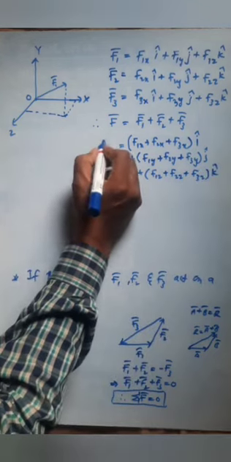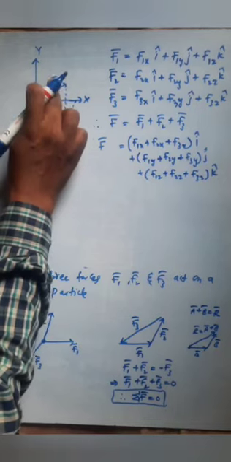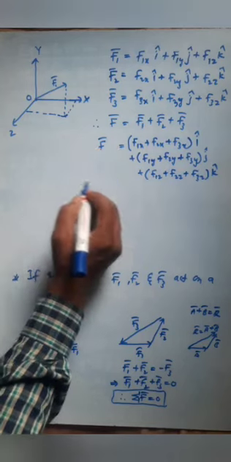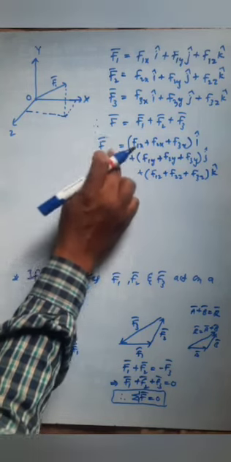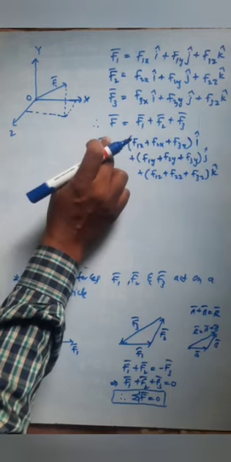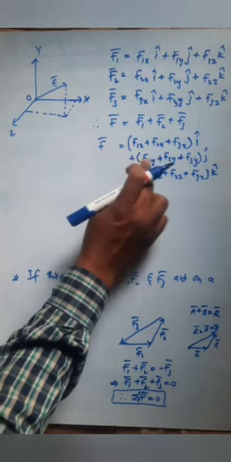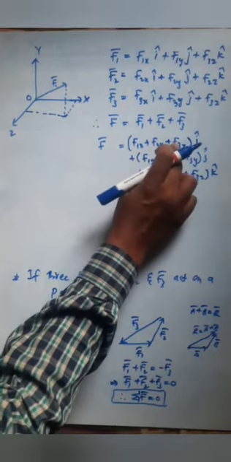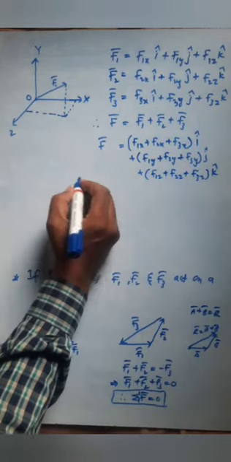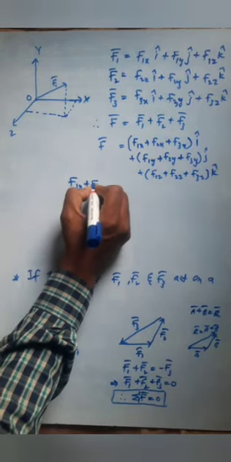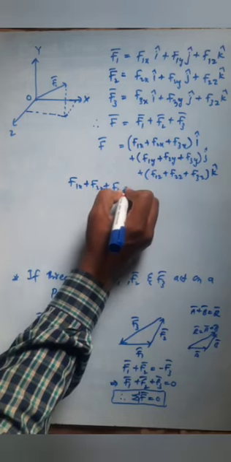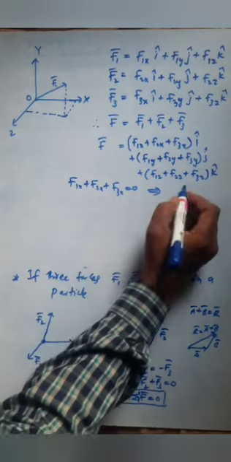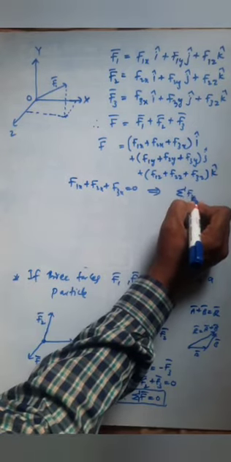So here the net force F bar, the net force on the particle, if this force is in equilibrium, then the net force on the particle is 0. Net force on the particle is 0 means what? If F bar is equal to 0, the components are all 0: x component 0, y component 0, z component 0. So I can write F1x plus F2x plus F3x is equal to 0. So the net force along x-axis, summation of Fx, is equal to 0.